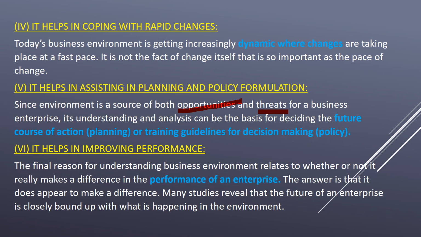Many studies reveal the future of the enterprise is closely bound with what is happening in the environment. So, what are they saying? They have done a study and they have understood that even if the environment is improving, sooner or later things are going to collapse. Why? Because we are exploiting the business environment or organizations to the core. So for you to check the performance of the enterprise, they have done a lot of study and they have found out that whatever is happening in the environment is happening mainly without the control of human beings.